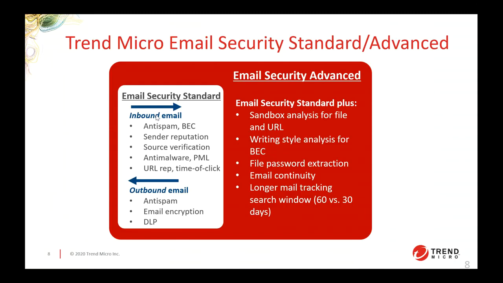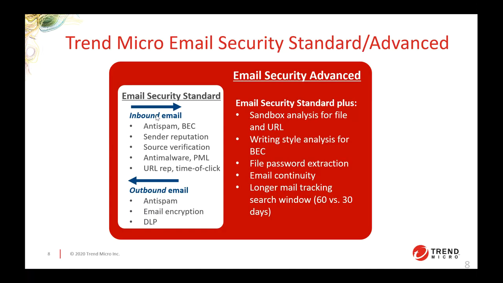And these are all the features we have in email security advanced. For the inbound mail, meaning when you are receiving the mail, we will check all these things: the anti-spam, SPF, the sender reputation, the source verification through DKIM, DMARC methods, and anti-malware checking also there. Predictive machine learning is there. The URL reputation is there. Time of click protection is there. So all these features will work together and protect against inbound mail issues.